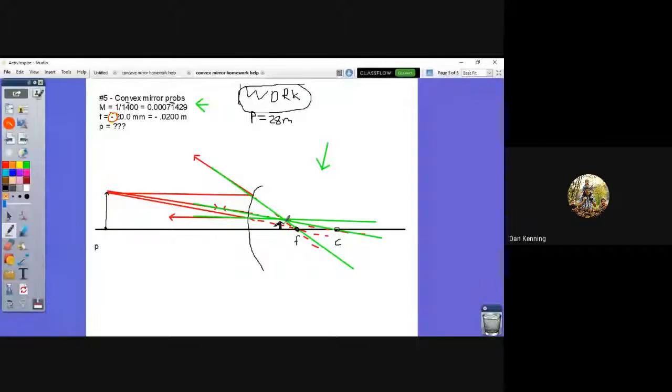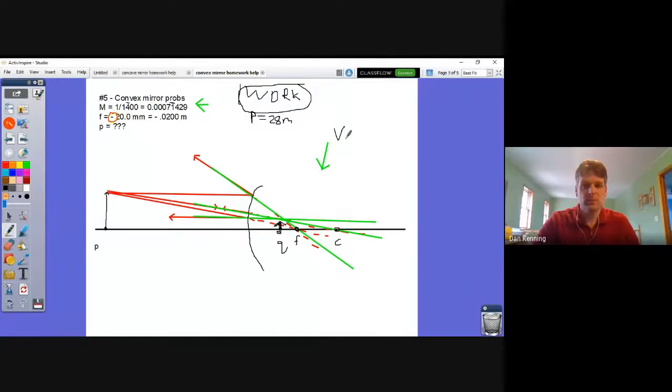And this would be where Q shows up. This is where your image is, so Q is virtual. Any questions about what I just said? Virtual image, as I can scribble it on here.